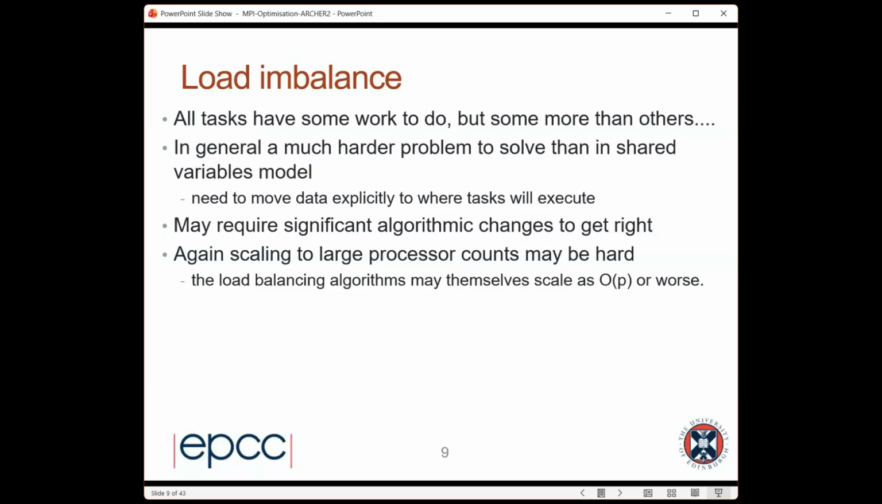So if you want another process to take over the work, then you also have to move the data. This can take significant algorithmic changes, and often the load balancing algorithms themselves aren't particularly parallel. They may not scale, as they may take longer on more processes. So solving load balance in MPI when it's an algorithmic issue is really quite difficult, and I'm not going to cover that here. It is a big challenge.